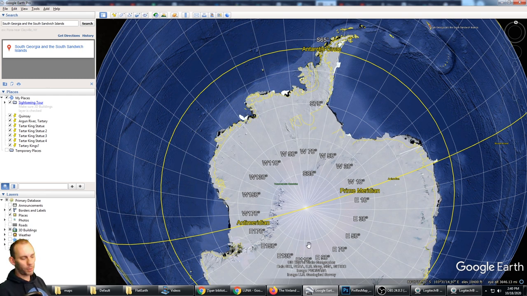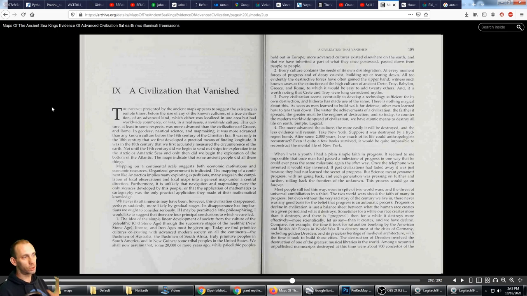And finally, I'm going to wrap up with a passage here from Maps of the Ancient Sea Kings. I might as well flip to it on the screen. Now, this chapter is certainly talking about the Tartarian people, a civilization that vanished. The evidence presented by ancient maps appears to suggest the existence, in remote times before the rise of any known cultures, of a true civilization of an advanced kind, which was not localized in one area but had worldwide commerce and was in a real sense a worldwide culture.